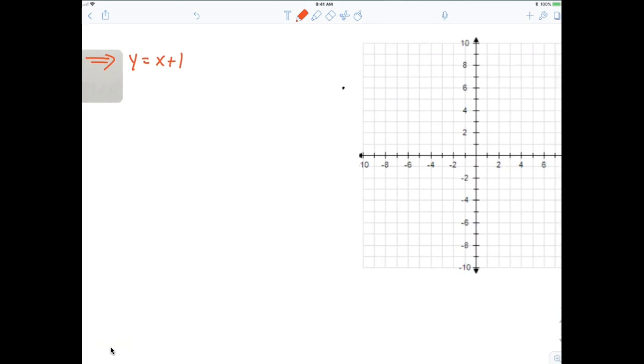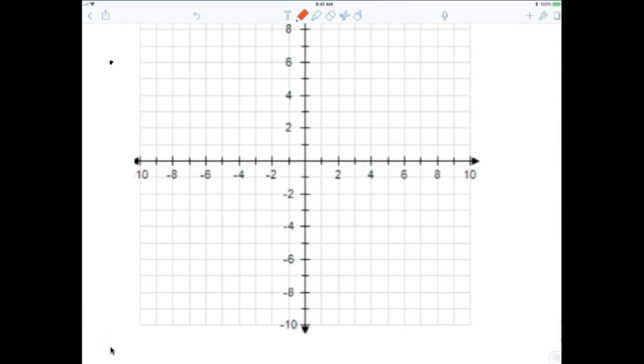So somebody tell me how to graph y equals x plus 1. Up 1 and over 1. Now what I'm doing right now is just so I can line this thing up. I just like to make a couple extra dots. And everybody should be doing that.